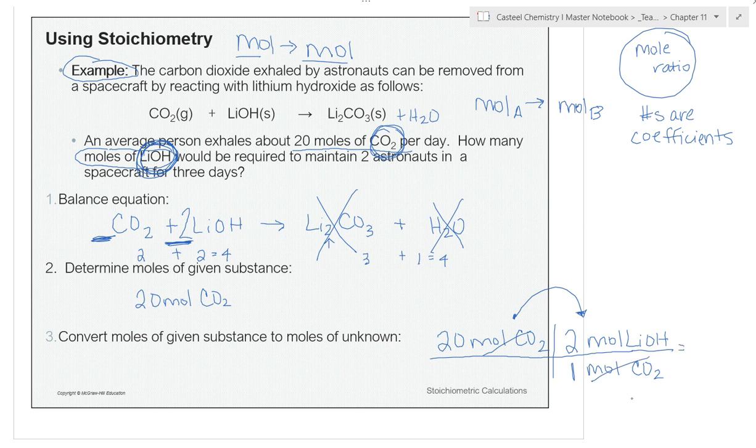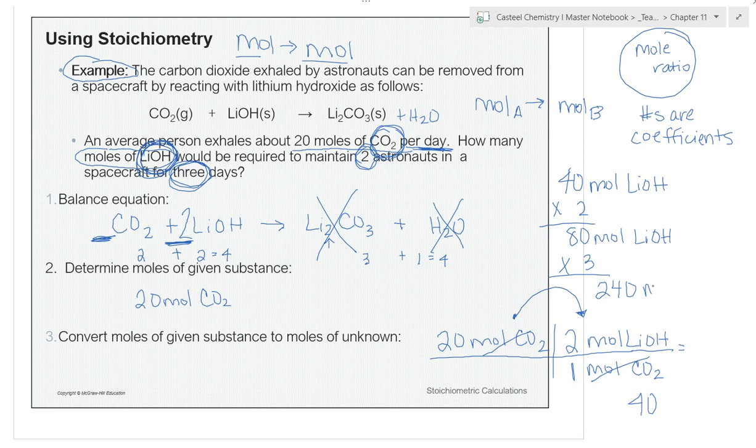Hopefully you know that 20 times 2 is 40. And that's moles of lithium hydroxide per person per day. So 40 is where I'm starting. And normally for these problems, that's where you end. But it tells me I've got 2 people. So there's 2 of them. That's got to be 80 moles per day. And then it tells me that they're there for 3 days. So don't stress over this stuff. It normally won't be in these questions.